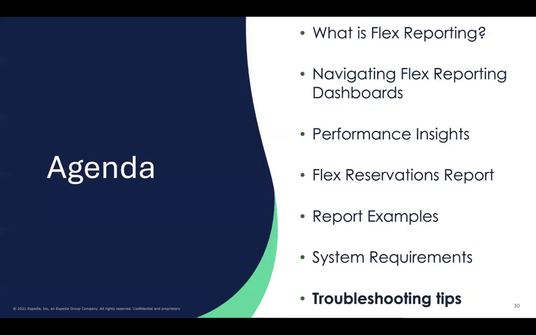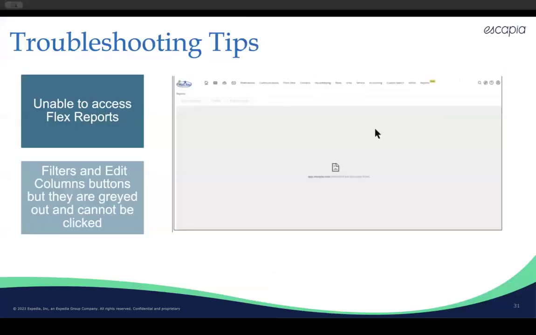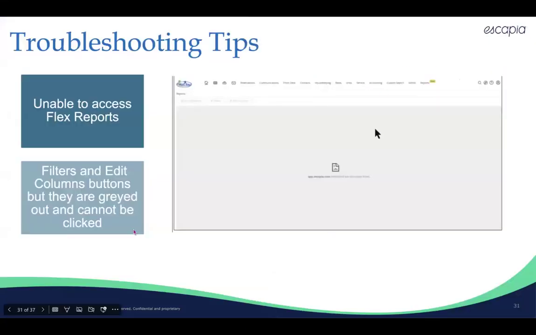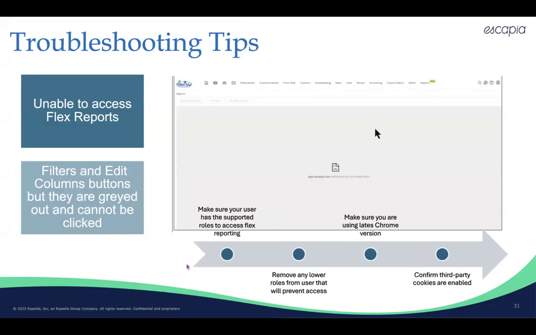Now we're going to go over some troubleshooting tips. Let's say when you click on reports, you see this gray screen that says app.escapia.com redirected you too many times. Or the filtering and column buttons are there, but they're grayed out and cannot be clicked. This is fixed 99.9% of the time by a couple of these options here. So first of all, you're going to want to make sure your user has the supported roles to access the Flex reporting. You're going to want to remove any lower roles from the user that will prevent access.